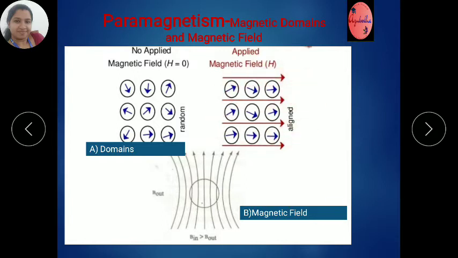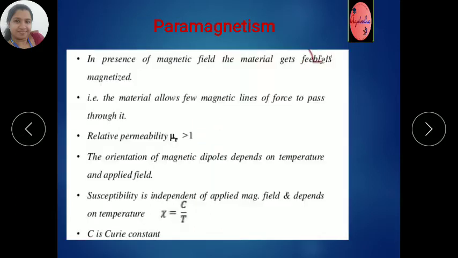When a magnetic field is applied, all the magnetic domains are along the direction of the applied magnetic field. Then when a paramagnetic material is placed in a magnetic field, the given magnetic field line enters into the body and leaves out. So in the presence of magnetic field, the material gets feebly magnetized. That is, the material allows few magnetic lines of force to pass through it. A relative permeability is greater than 1. The orientation of magnetic dipole depends on the temperature and applied field.